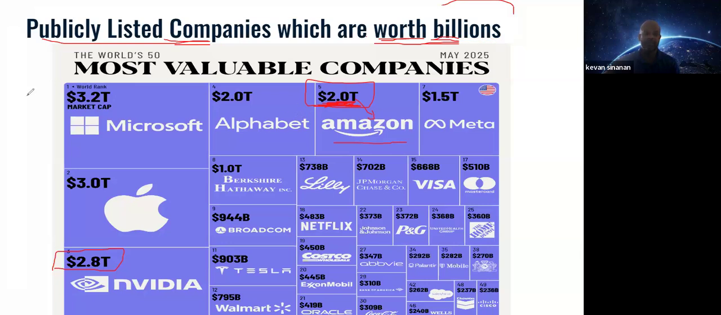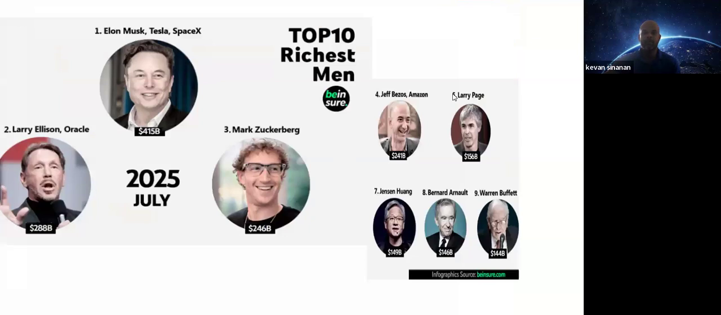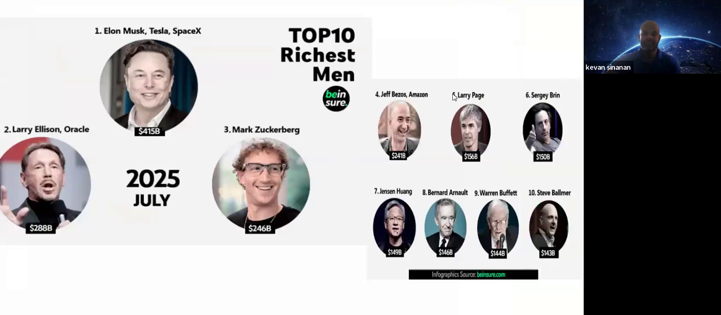But if they are listed, it might be listed on the Chinese stock market. But these are companies listed on the US stock market, right? And of course, these guys you're looking at here are the major shareholders in those companies. Because they are the major shareholders of those publicly listed companies, and those companies are the richest companies in the world, therefore they will be some of the richest people in the world as well, right?